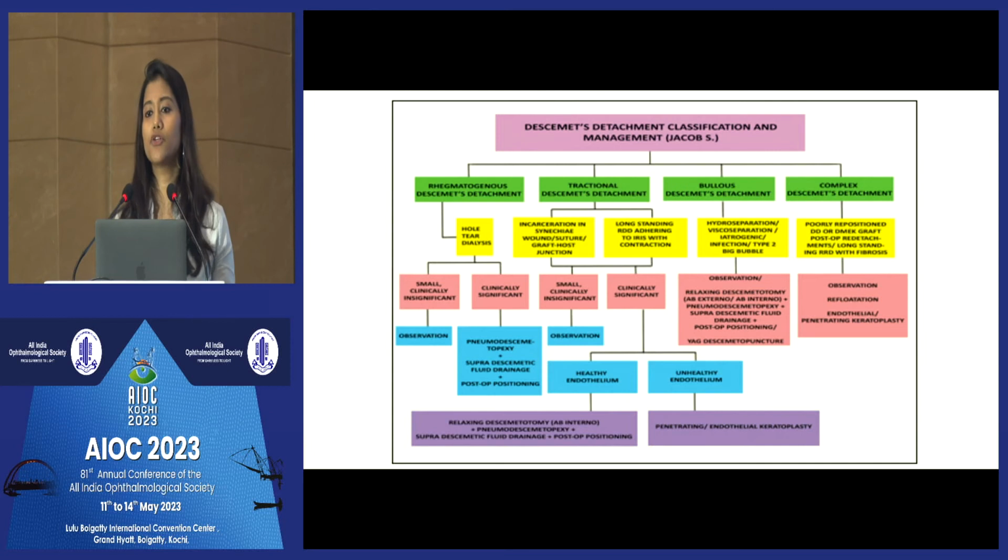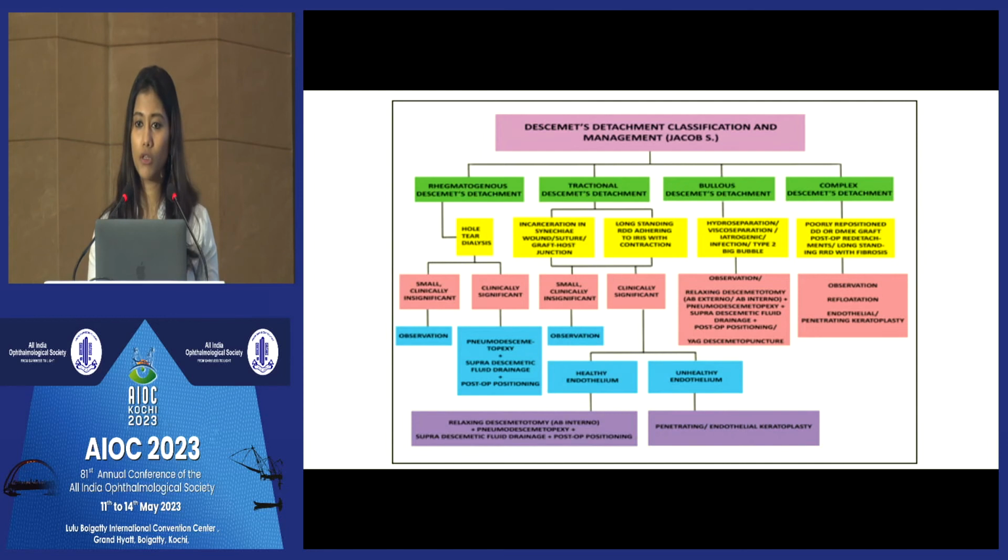In rhegmatogenous Descemet's detachment, it's usually because of any hole, tear, or dialysis in the DM. Any small clinically insignificant tears, we can observe the patient. However, clinically significant tears such as involvement of the visual axis, we can go in for a surgical treatment such as pneumatopexy or fluid drainage, depending on what the cause of the DM detachment is.